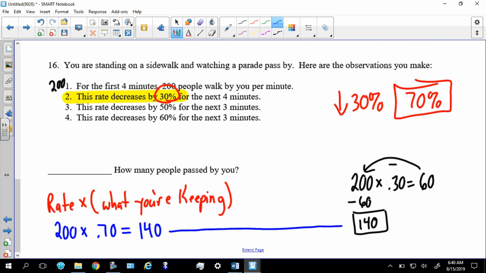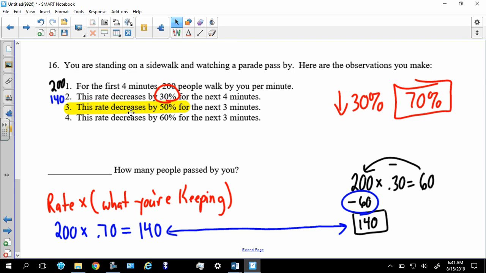Notice we have a match. So doing it this new way, you don't have to subtract anymore because you've already mentally done it when you figured out what you're keeping. So this rate is 140. Now let's look at the next part, and that is this rate is decreasing by 50%.